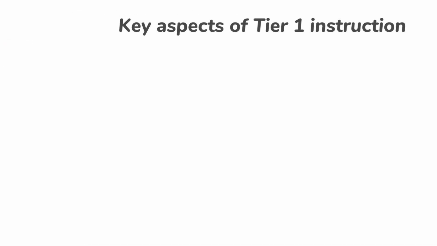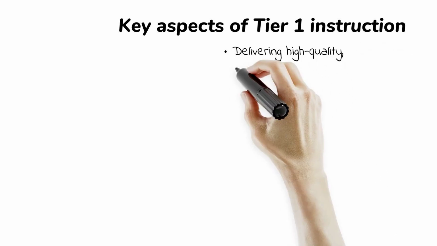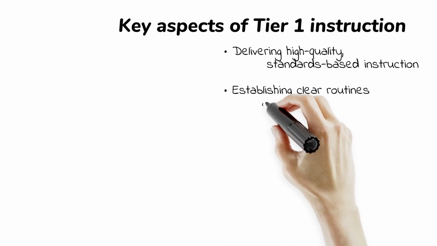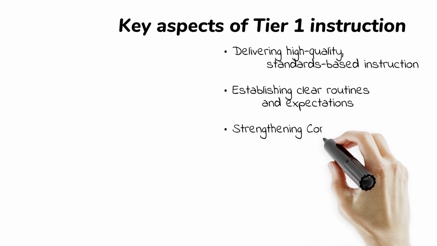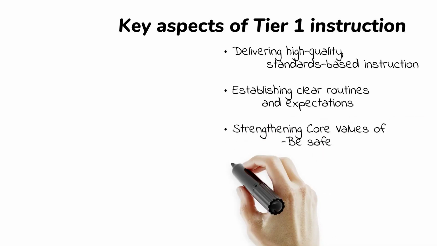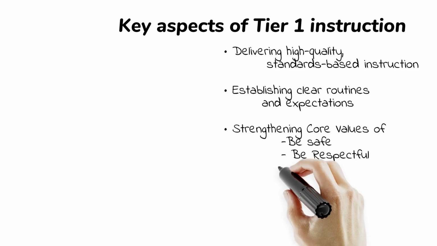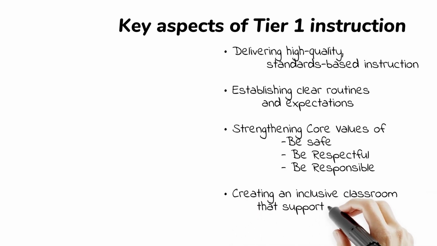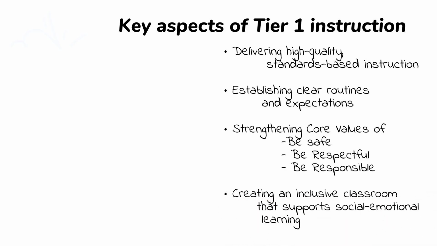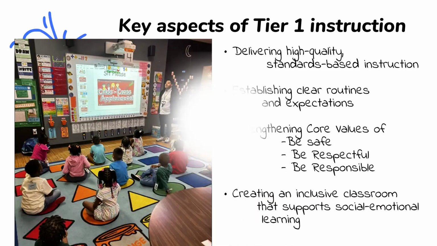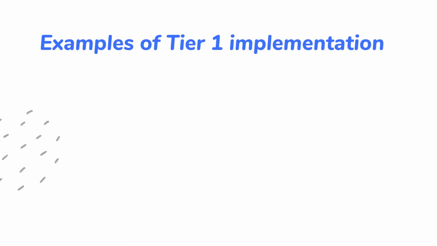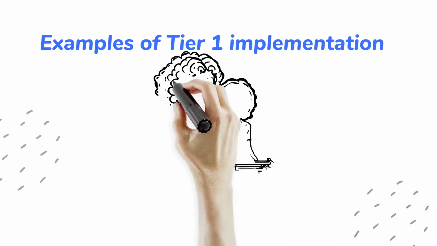delivering high-quality, standards-based instruction, establishing clear routines and expectations, strengthening core values of be safe, be respectful, and be responsible, creating an inclusive classroom that supports social-emotional learning. Most students will succeed with strong Tier 1 instruction, so this is where we invest most of our energy. Tier 1 supports are provided to all students and focus on prevention and high-quality instruction.